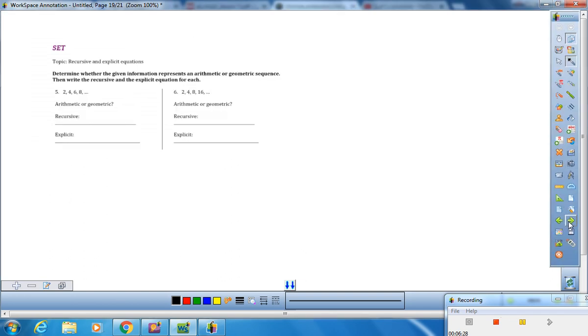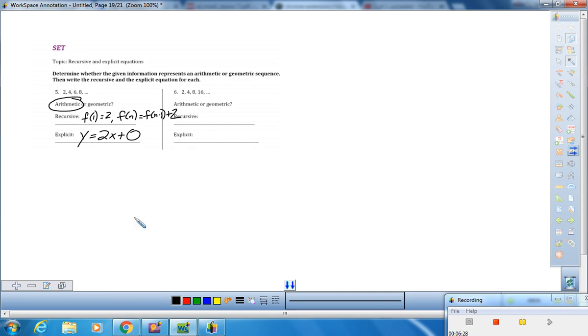Determine whether the given information represents arithmetic or geometric sequence. Then write the recursive and explicit. Up 2, up 2, up 2. This is arithmetic. The recursive, f of 1 equals 2. F of n is f of n minus 1 plus 2. Okay? Explicit. Y equals 2x plus 0.